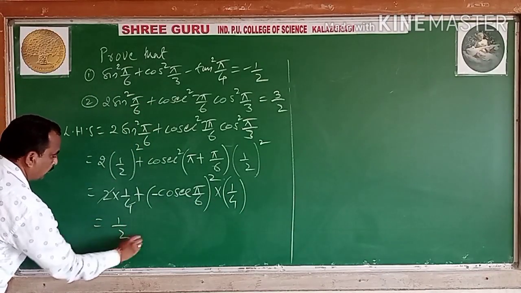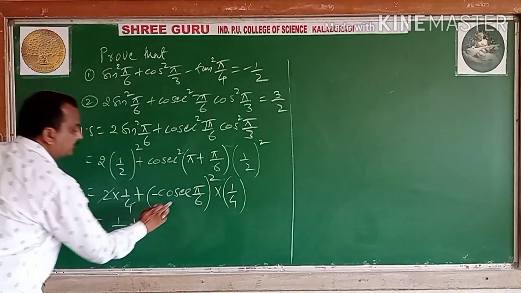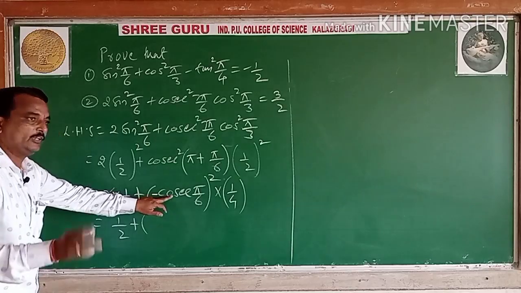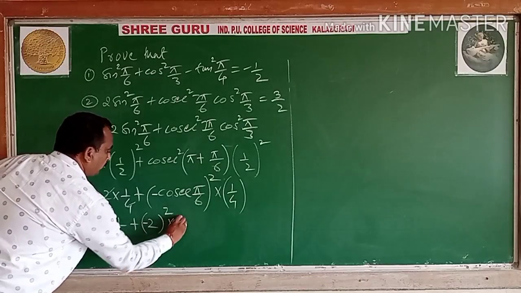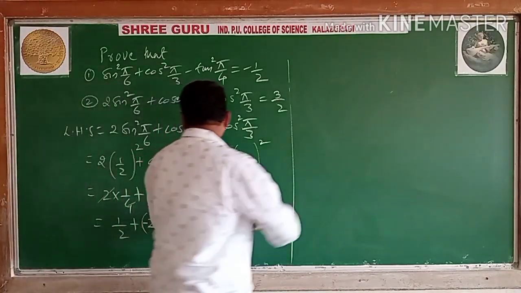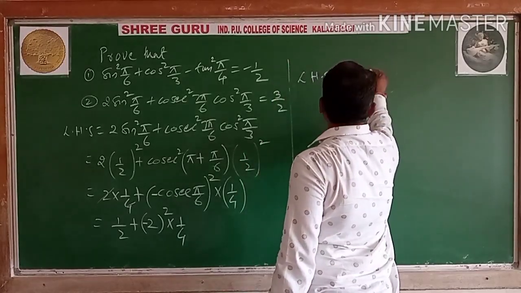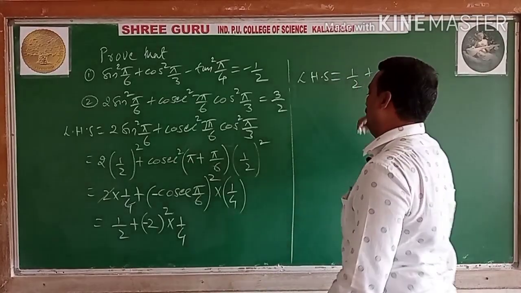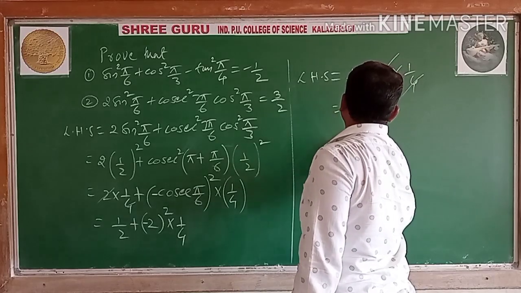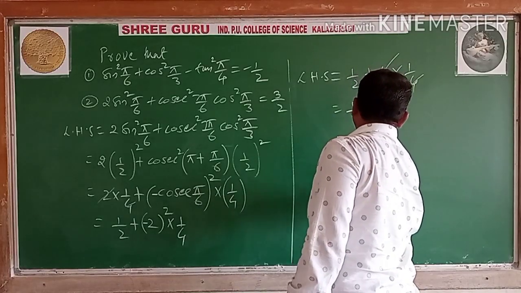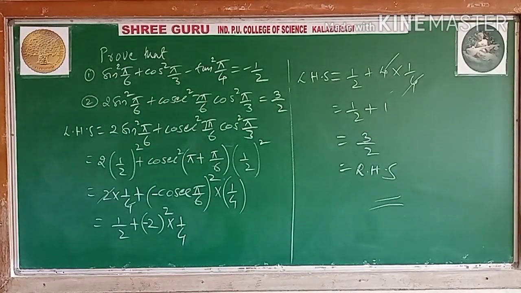Plus, what is cosecant of pi by 6? It is 30 degree. What is sin 30? 1 by 2. Cosecant 30 becomes 2. So minus of 2 whole square into 1 by 4 into 1 by 4. Simplify, students. LHS is equal to 1 by 2 plus minus 2 square is 4 into 1 by 4. This 4 and 4 get cancelled. 1 by 2 plus 1, how much is it? It is 3 by 2. This is your RHS.